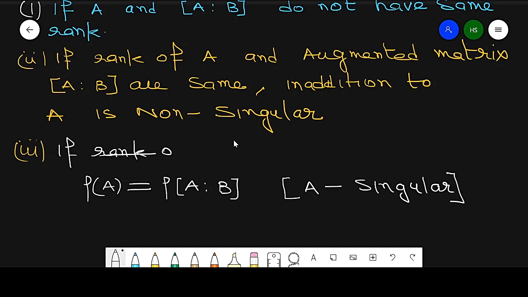So any system of equations has three types: number 1, no solution; number 2, unique solution; and number 3, infinitely many solutions. Now we will understand all this theory through examples. In the next lecture we will discuss examples based on this theory.